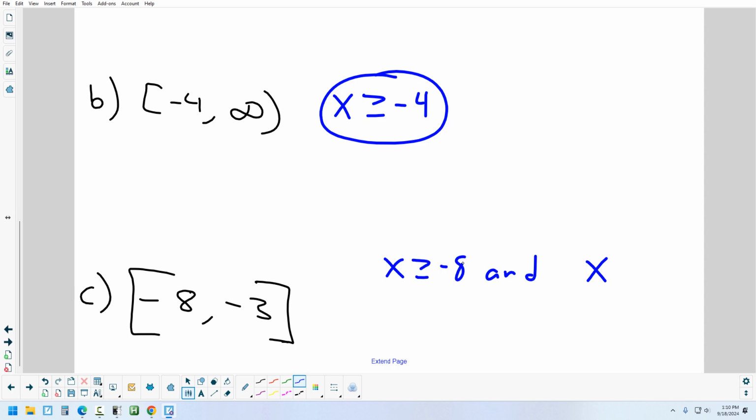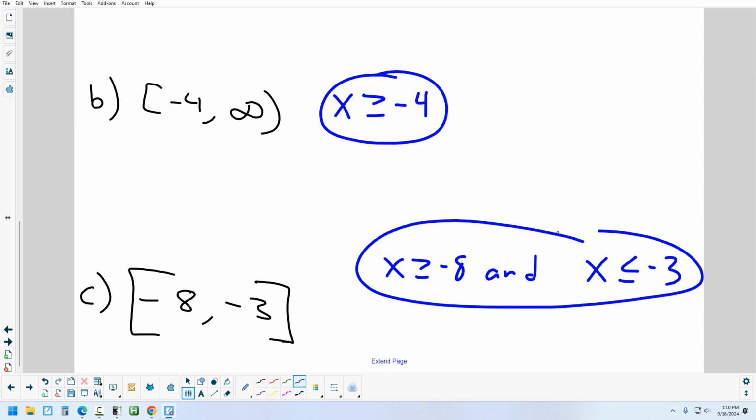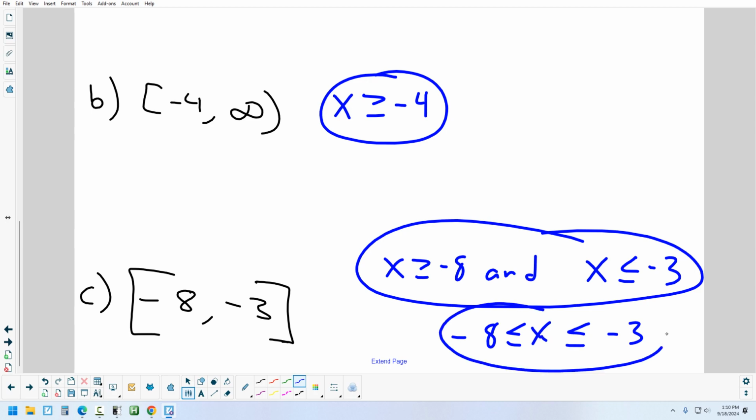Yep, so we've got to be greater than or equal to that number, but we also have to be less than or equal to -3. Yep. So you can write it that way. Or put the small number on the left, put the bigger number on the right, and put your inequality symbols always pointing to the left. That is not the only way to do it, but we'll just stick with that.